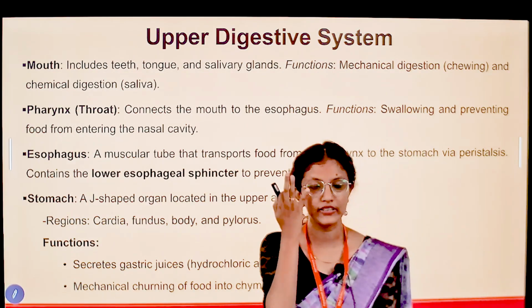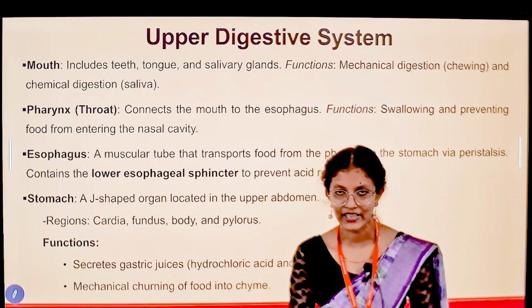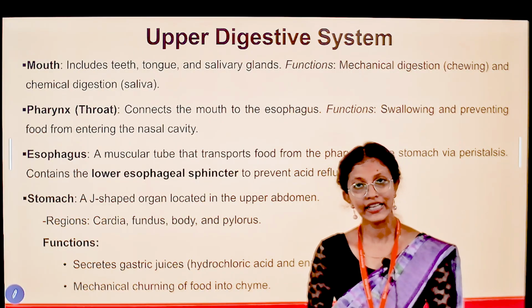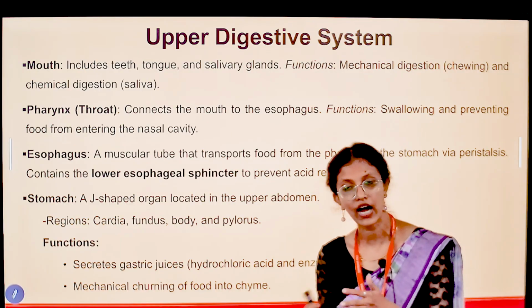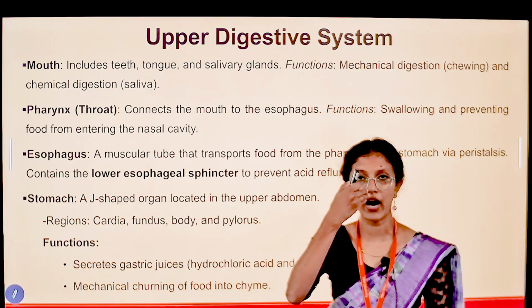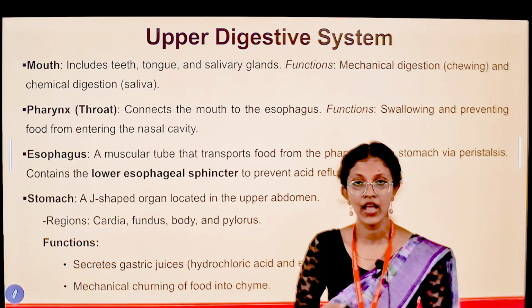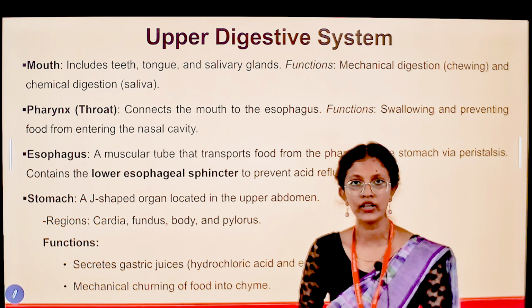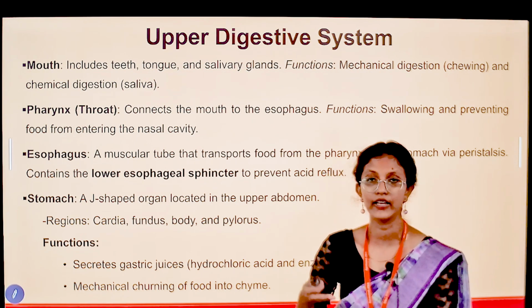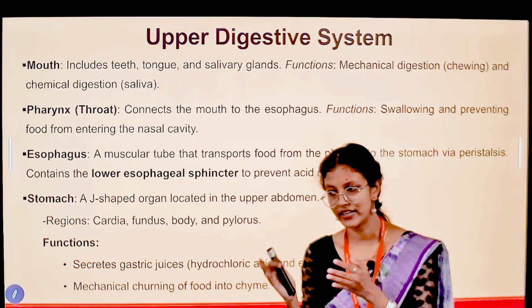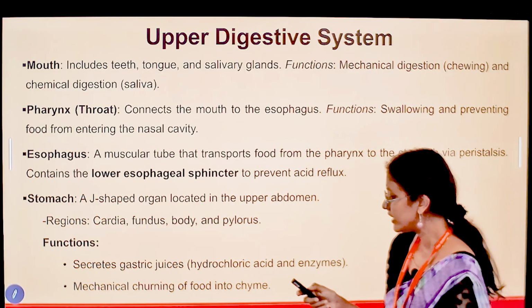The digestive system is divided into two types: the alimentary canal and the accessory organs. In the alimentary canal, there are the upper digestive system and the lower digestive system. From the mouth till the stomach area comes under the upper digestive system, and below the stomach are the lower digestive system. For example, small intestine, large intestine, rectum, anus, these are the lower digestive system.